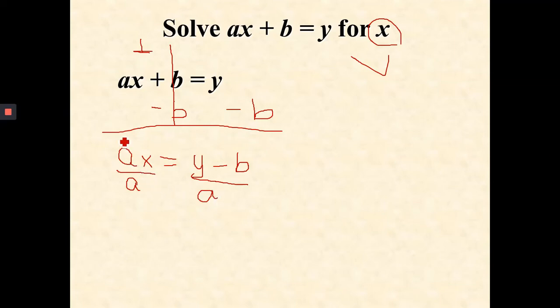So a divided by a, that is 1. So you now have x is equal to y minus b over a. Can you follow? So this is now the answer.